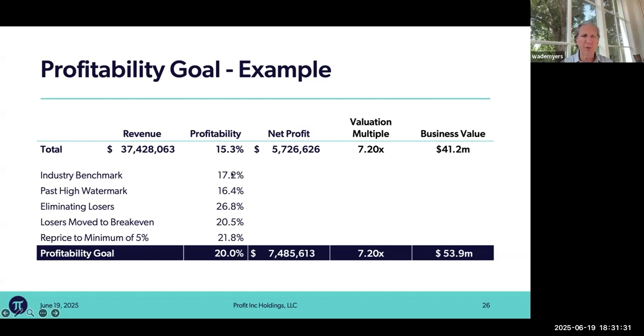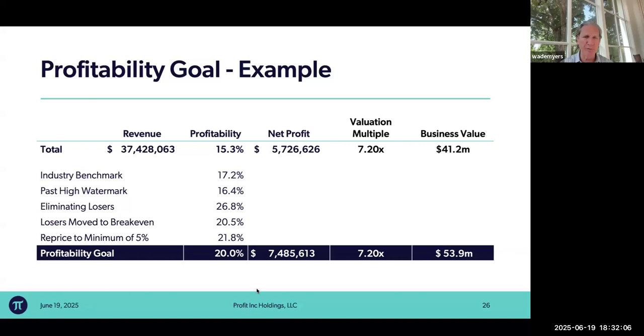Now, what I like to do then is pull in some benchmarks. So the average industry was 17.2. So in this case, the company was below that. The past high watermark for this particular client was 16.4%. If we just eliminated the losing customers, the customers that lost money, if we just deleted them and made them go away, profitability would have been almost 27%. Now that's really interesting. If you just stop selling to your unprofitable customers, you've already made a dramatic leap in profitability.